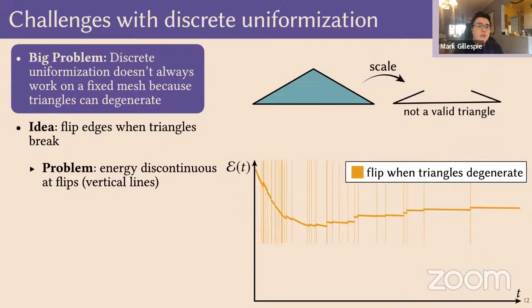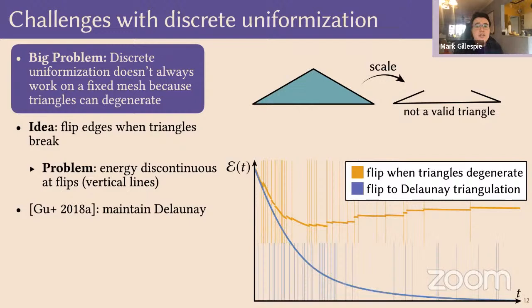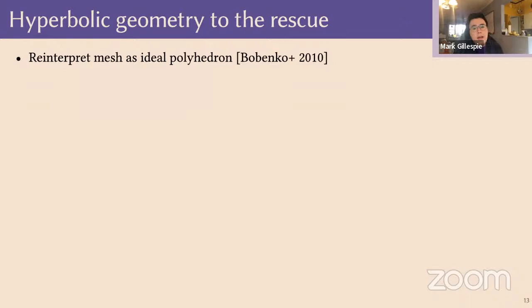Later in 2018, Gu and colleagues proposed performing edge flips during the flow to maintain a Delaunay triangulation instead. These Delaunay flips keep the energy nice and continuous, and C2 even, meaning that the flow will provably converge. However, this requires computing the exact time when the Delaunay condition is violated and pausing there to perform the necessary edge flips. We instead pursue an alternative strategy enabled by hyperbolic geometry.